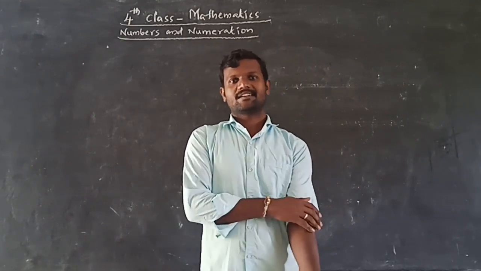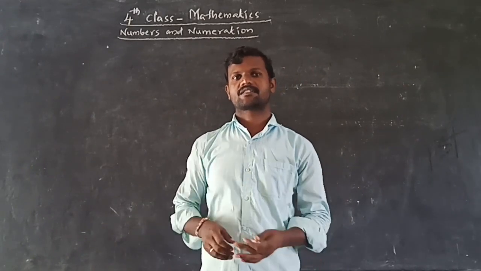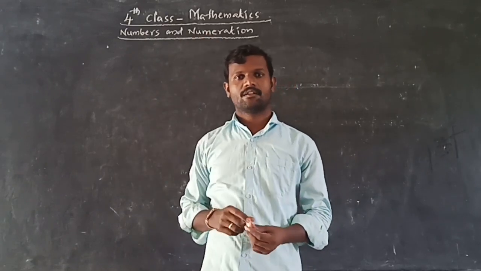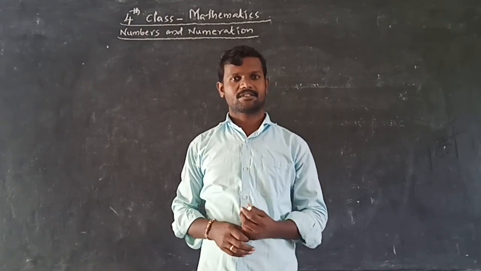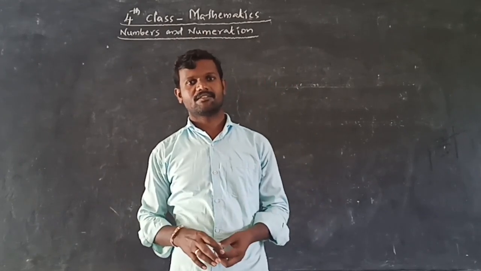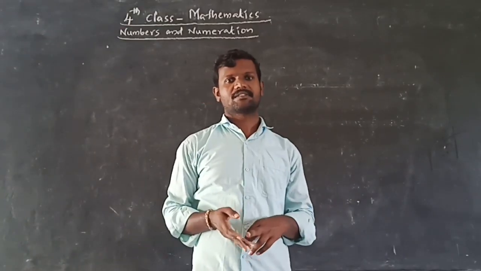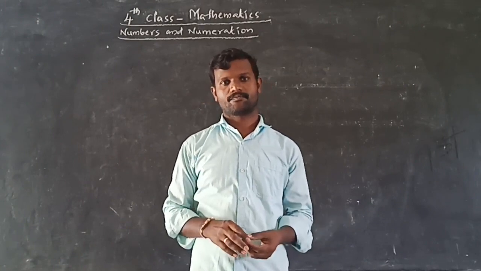So, what is the first chapter name in fifth maths? Numbers and numeration. We already know a lot of numbers. We learned a lot of numbers in our fourth class: 1 digit numbers, 2 digit numbers, 3 digit numbers, up to 6 digits we learnt in our fourth class.